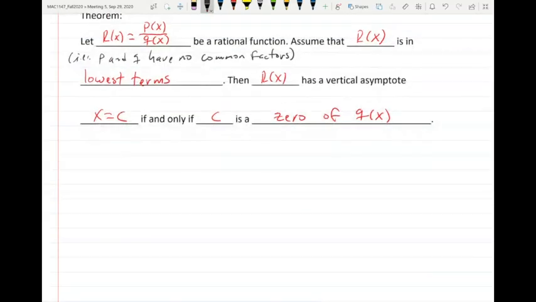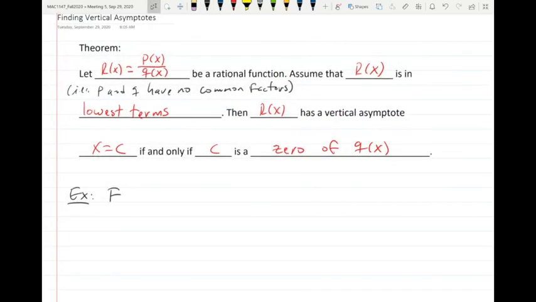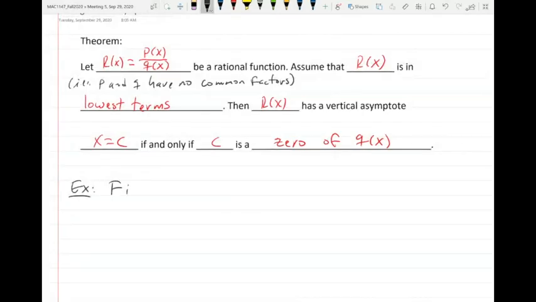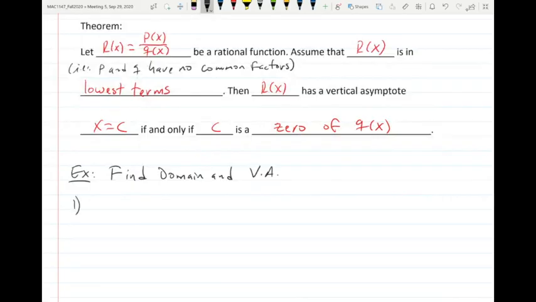All right, so let's do an example, finding vertical asymptotes. Yes, the zeros at the bottom are vertical asymptotes, but you have to make sure that it's in lowest terms. So you have to be careful. In this example, let's do the following. Let us find the domain and the vertical asymptote.